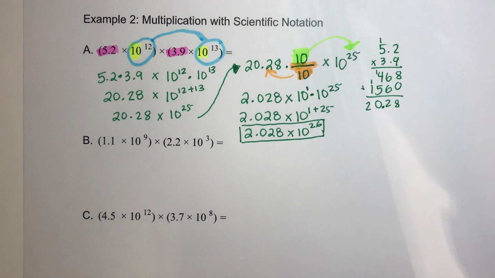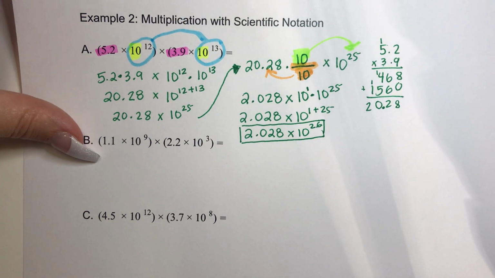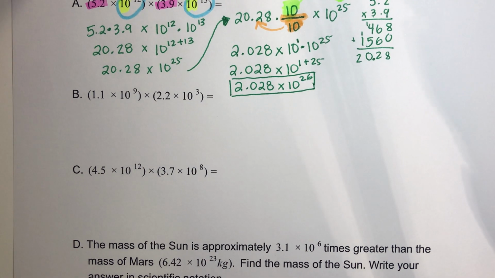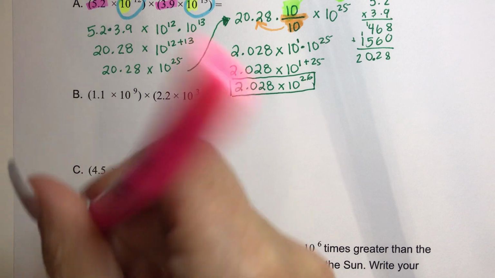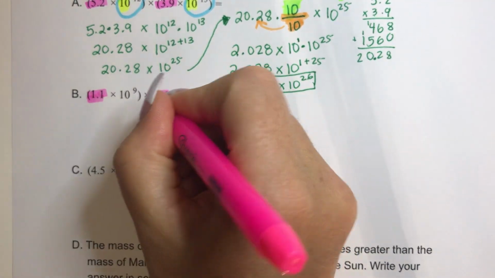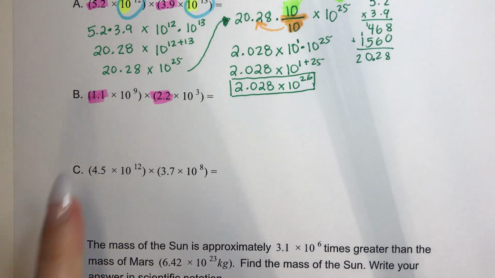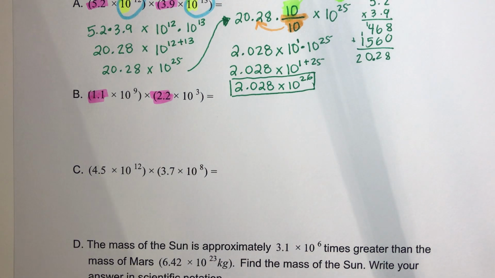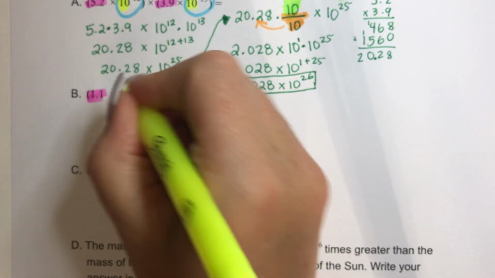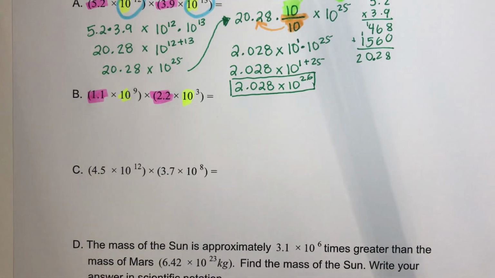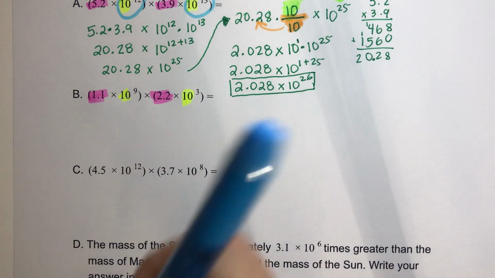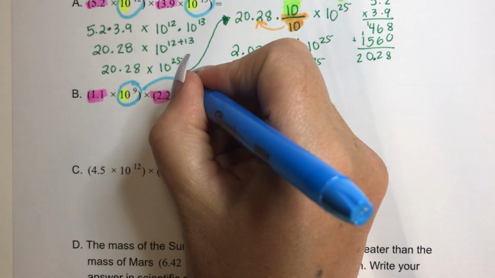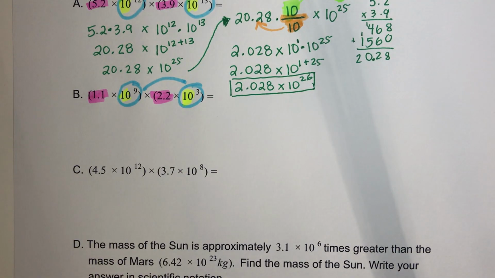All right. Let's go ahead and try this again with this problem right here: 1.1 times 10 to the 9th times 2.2 times 10 to the 3rd. Okay, so we're going to multiply them, right? That means we're going to be multiplying these numbers together first. It's kind of like two parts. And then we have the same base with this 10, so we're going to multiply these powers of 10 together using the product rule. That's going to be our second part.